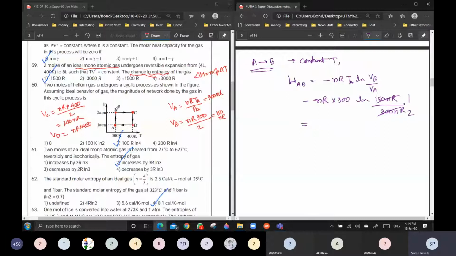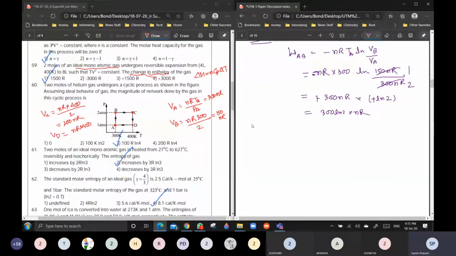So you see this is the compression because pressure is increasing. So work done will be positive. It's minus 300 nR into minus ln2, so it is 300 ln2 into nR. I will put the value of n and R later on.